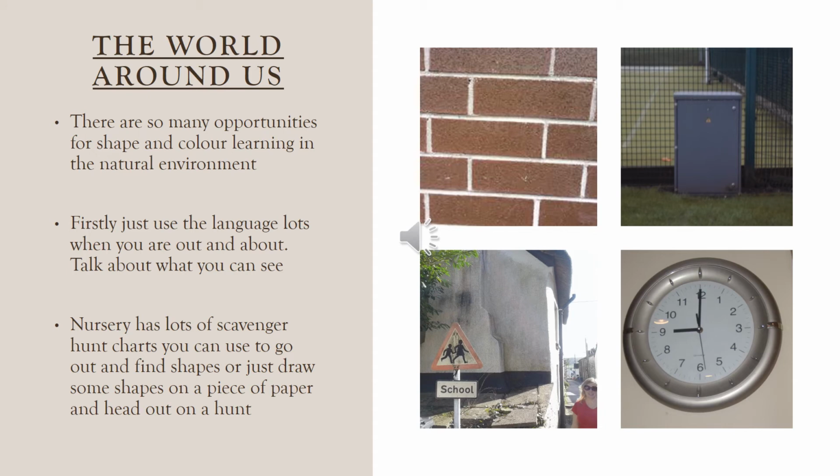Another great way to learn about colour and shape is using the world all around you. Every day we drive to nursery or walk to nursery, we're out in the local community, and there's just lots of opportunities to talk about shape and colour. Use the language of shape and colour. Can you see the triangle sign? I can see a square brick. There's a round clock. And this will help your child to learn the language of shape and colour.